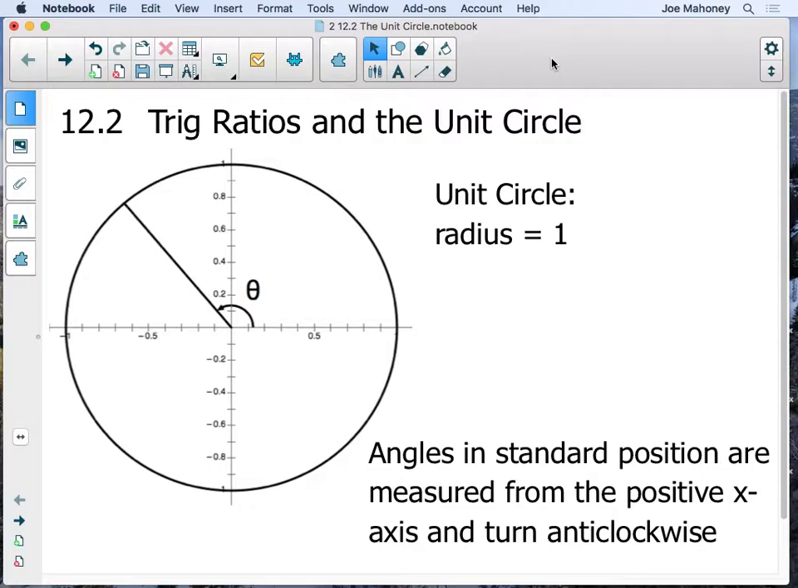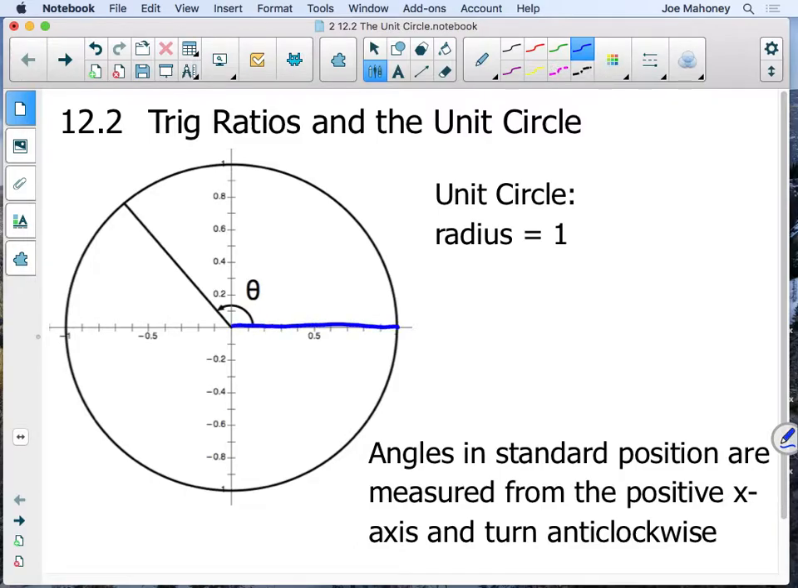So the angles that we say are in standard position are measured from the positive x-axis and turn counterclockwise. Okay, the IB calls it anti-clockwise. So here's my positive x-axis, and I would measure an angle rotating it in an anti-clockwise direction around the x-axis, or from the positive x-axis. So those are how I measure my angles.